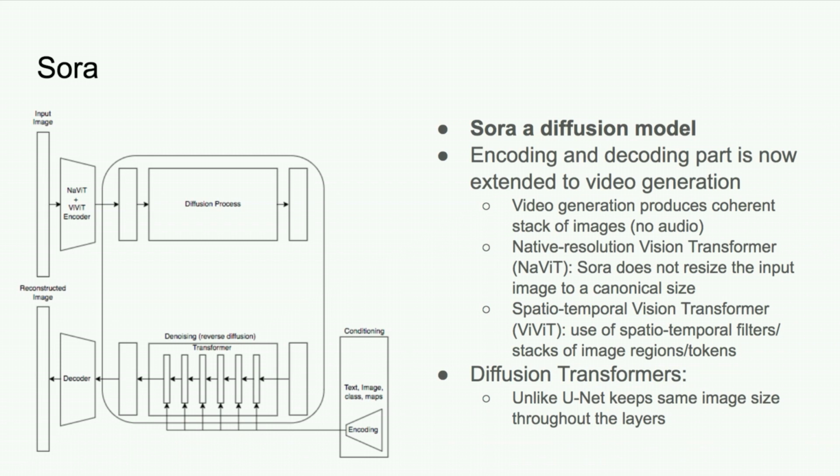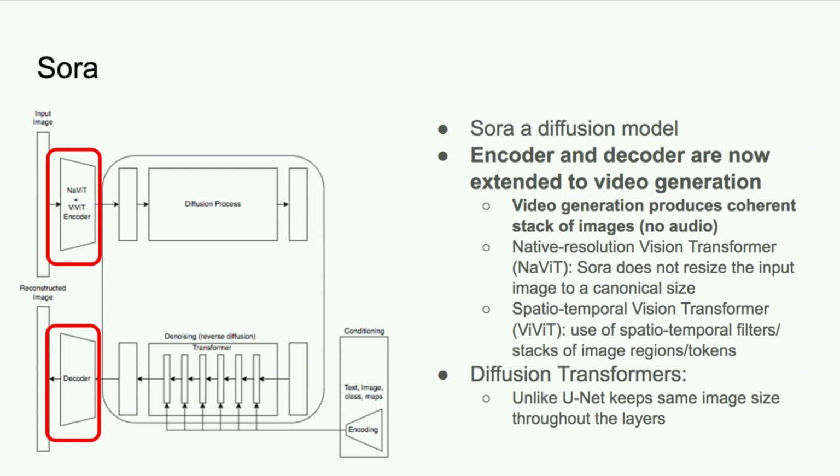Sora is a diffusion model. It is likely the biggest generative model in existence. The displayed Sora diagram is deduced using the technical report. The encoder and decoder are now extended to video generation. The model generates coherent stack of images as a single video.